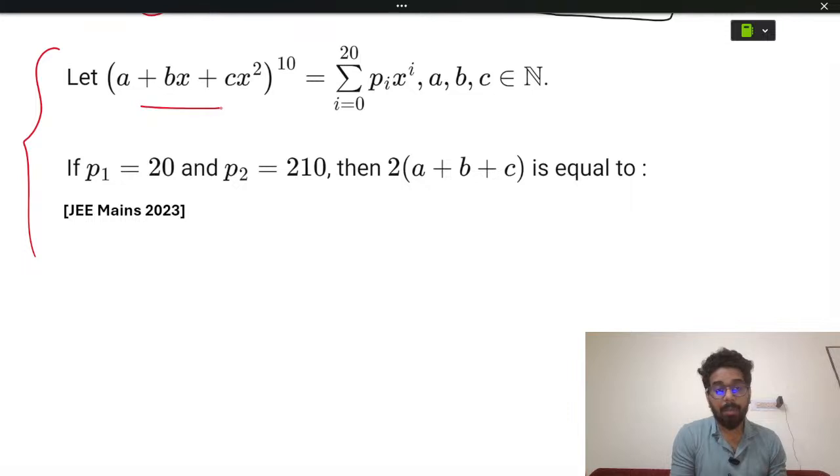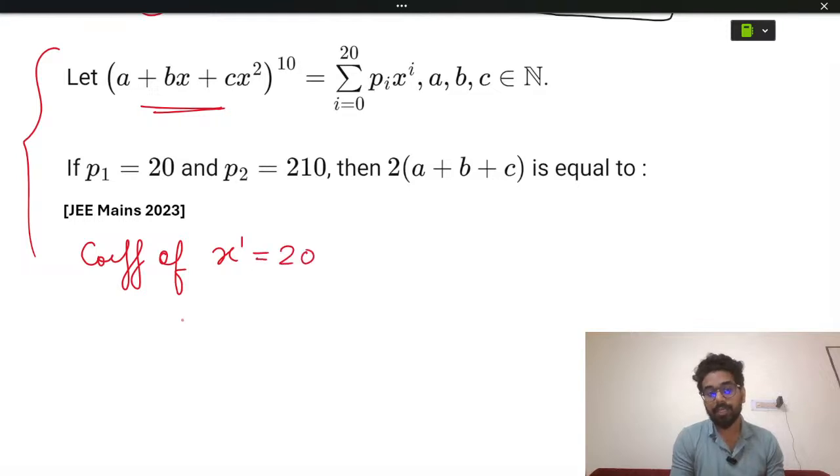Now they are saying (a plus bx plus cx square) whole power 10 is equal to sigma 0 to 20 pi xi. Alright. Now what is P1? They are saying P1 is 20. Question is what is P1? P1 comes when the power on x is 1. So P1 is the coefficient of x power 1, which is 20.